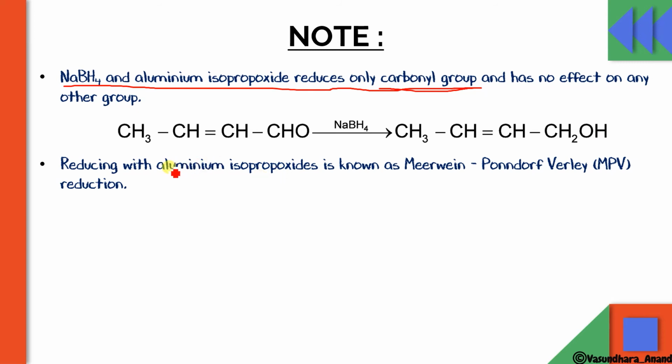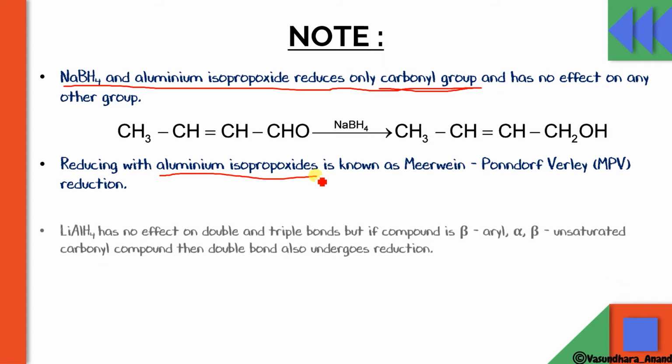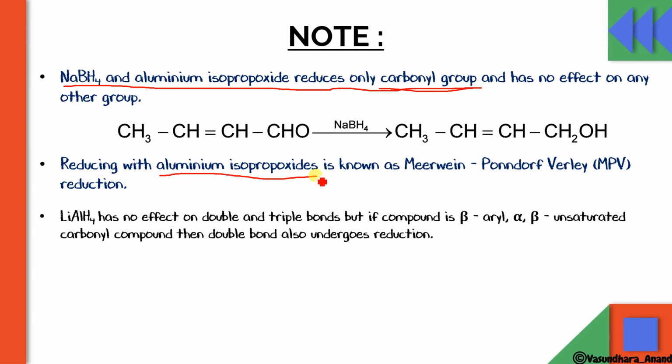Aluminium isopropoxide, if we are using it as a reducing agent, it will be called Meerwein-Ponndorf-Verley reduction, and we know that aluminium isopropoxide is only used for reducing carbonyl groups, not the other groups. Lithium aluminum hydride has no effect on double bond and triple bond, but if the compound is beta aryl or alpha beta unsaturated carbonyl compound, then the double bond also undergoes reduction. Simply if we use an alkene and lithium aluminum hydride, it won't give you alkane.